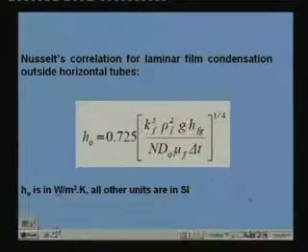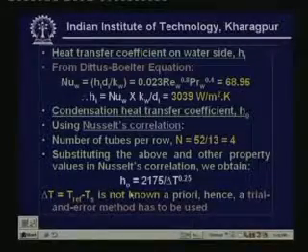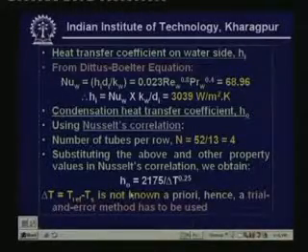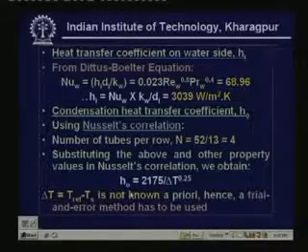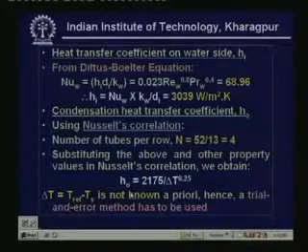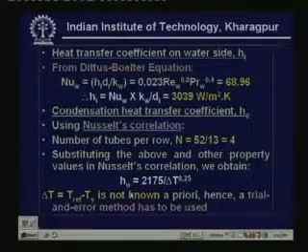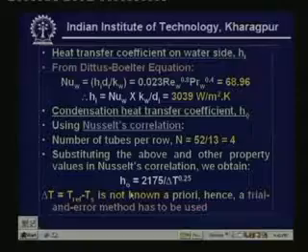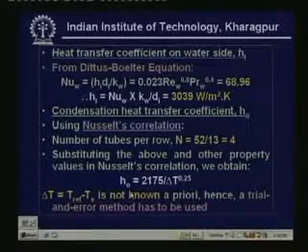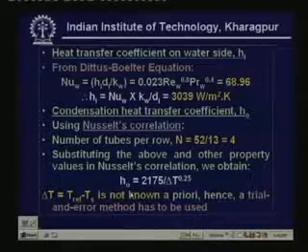We know everything from the problem except delta T. So let us find H naught. We have to find the number of tubes per row, that is capital N. Since there are 52 tubes distributed in 13 rows, the number of tubes per row is 52 by 13, that is 4. If you substitute this 4 and the other property values, from Nusselt's correlation, H naught is given as 2175 divided by delta T to the power of 0.25.